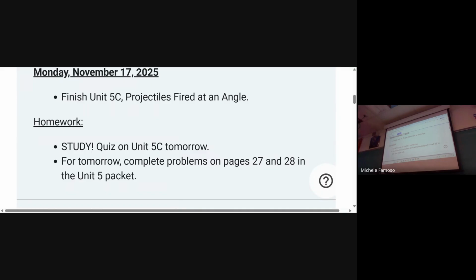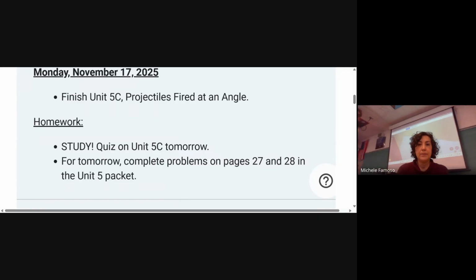Your Unit 5 packet. Let's check over your answers to this problem that you were asked to complete for today. And then we're going to finish it up. And your homework for tomorrow is pages 27 and 28. 4 questions. That's it. All right.